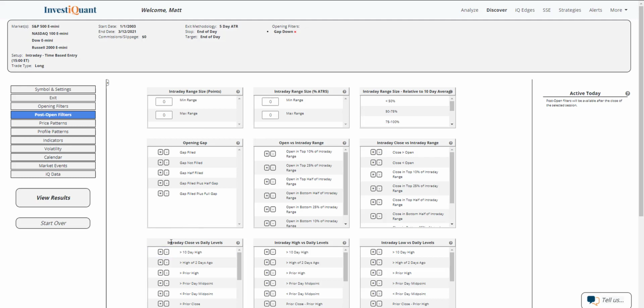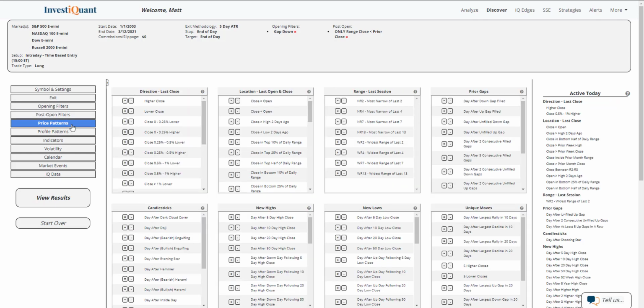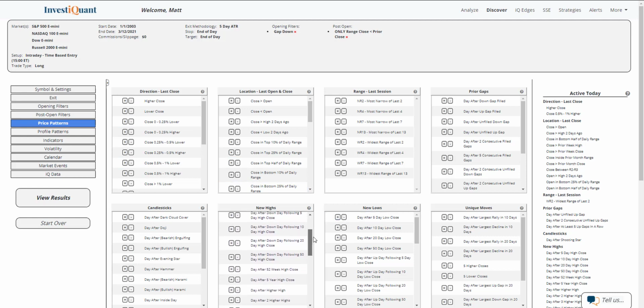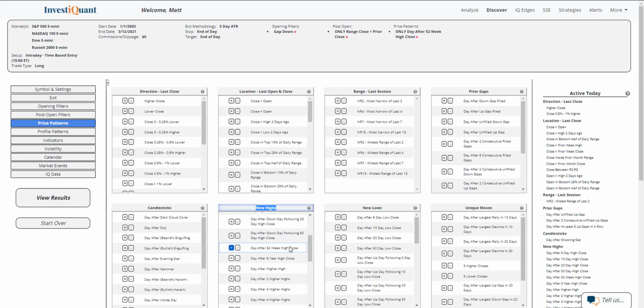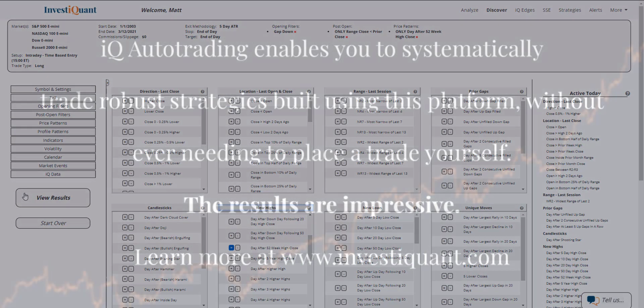I can do that in the intraday close versus daily levels section, and all I need to do is hit equals next to less than prior close. That'll mean the price at 3 p.m. is less than yesterday's closing price. And then I'm going to also go into the price patterns library and say that yesterday's closing price was a 52-week high. That is available in the new highs section. If I hit equals next to day after 52-week high close, that'll add it to the test. Now I can click view results.